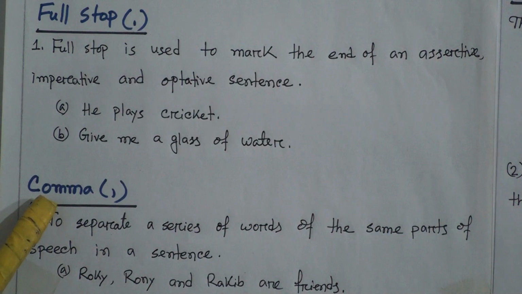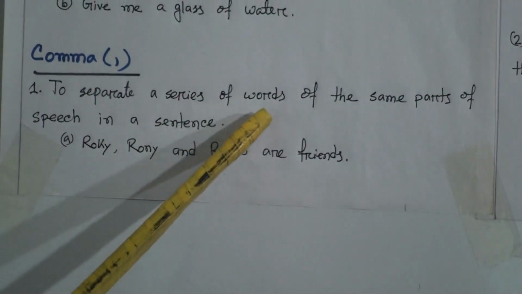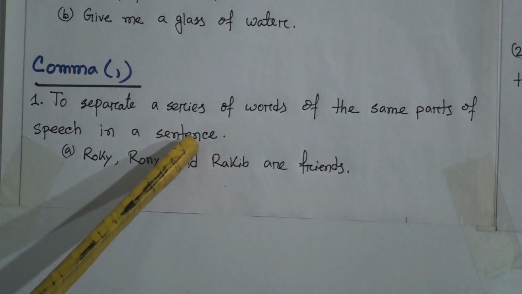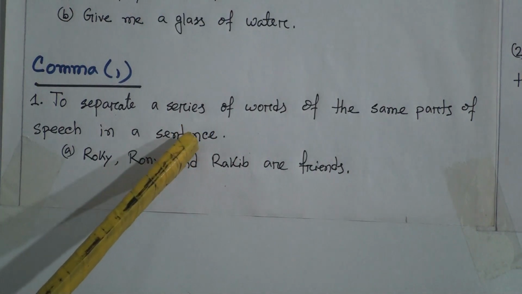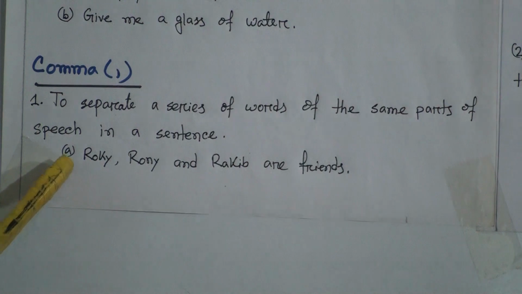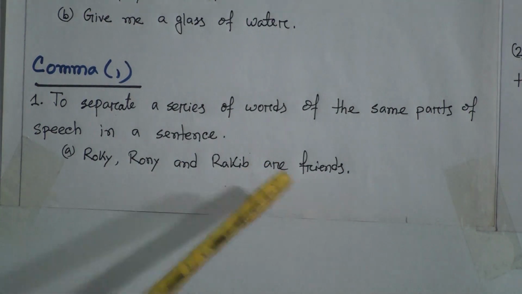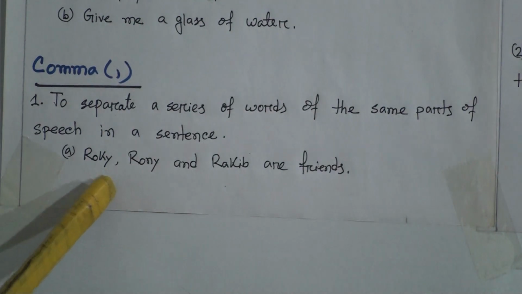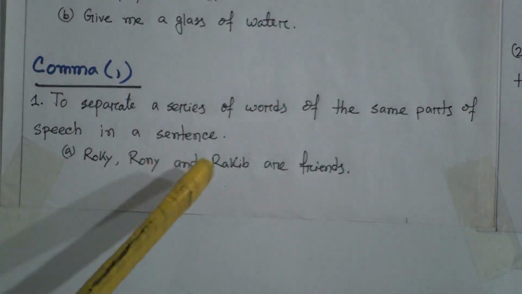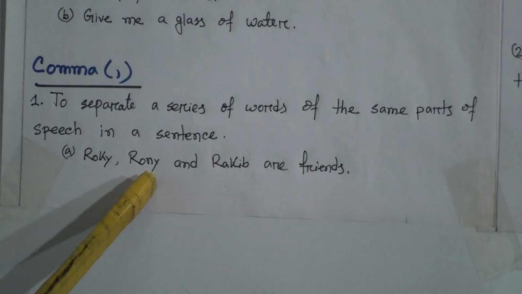The second, comma. To separate a series of words of the same parts of speech in a sentence. That means we use a comma to separate a series of words of the same parts of speech. For example, Rocky, Ronnie and Rakib are friends. Look here, Rocky, Ronnie, Rakib all are nouns. That means they are of the same parts of speech and we have used a comma to separate them.